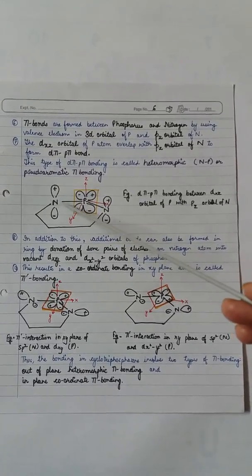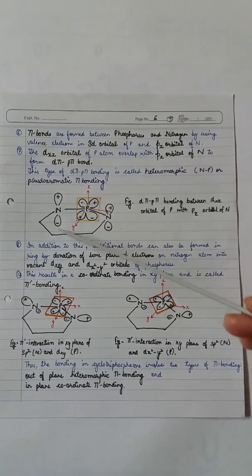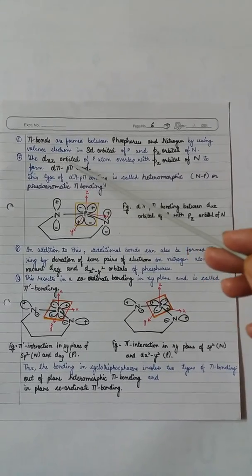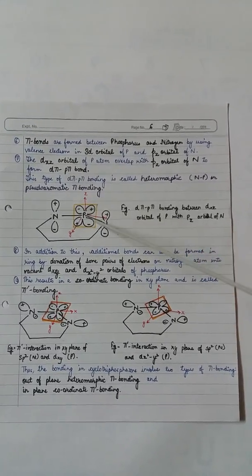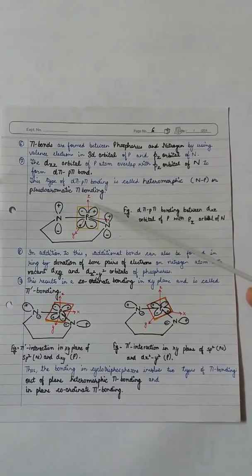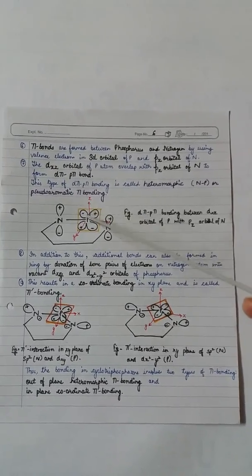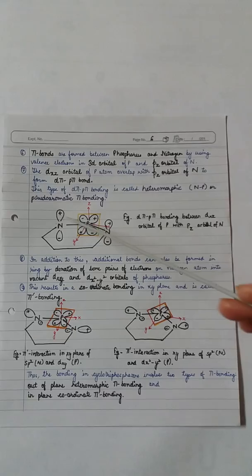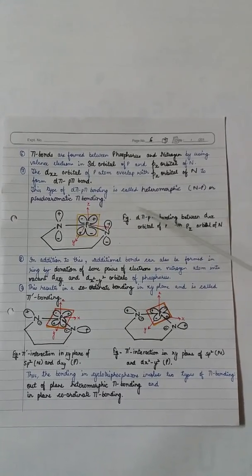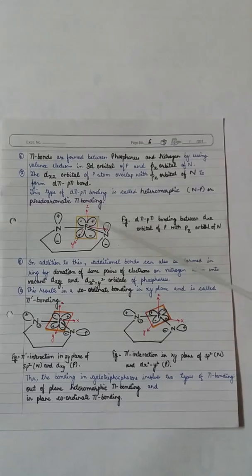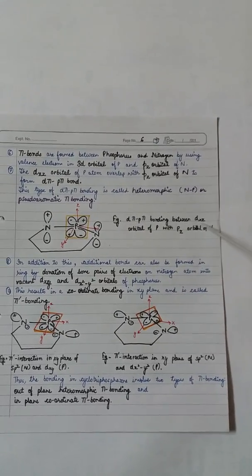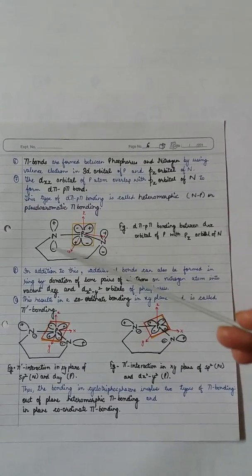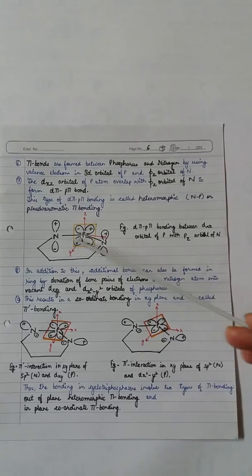So what happens, the unhybridized orbital containing a single electron is interacting with this phosphorus. Which orbital of phosphorus? dxz. So it is in the xz plane, you can see it is in the xz plane, and it is interacting with this nitrogen atom. There is a difference in their signs, so it is known as heteromorphic or pseudo-aromatic pi bonding. This is d pi p pi bonding between the dxz orbital of phosphorus and the pz orbital of nitrogen. So this is the kind of interaction.